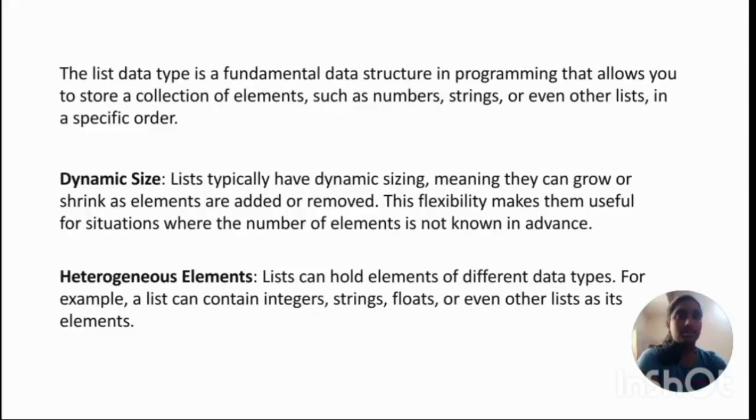Dynamic size. Lists typically have dynamic sizing, meaning they can grow or shrink as elements are added or removed. This flexibility makes them useful for situations where the number of elements is not known in advance. Heterogeneous elements. Lists can hold elements of different data types. For example, a list can contain integers, strings, floats, or even other lists as its elements.